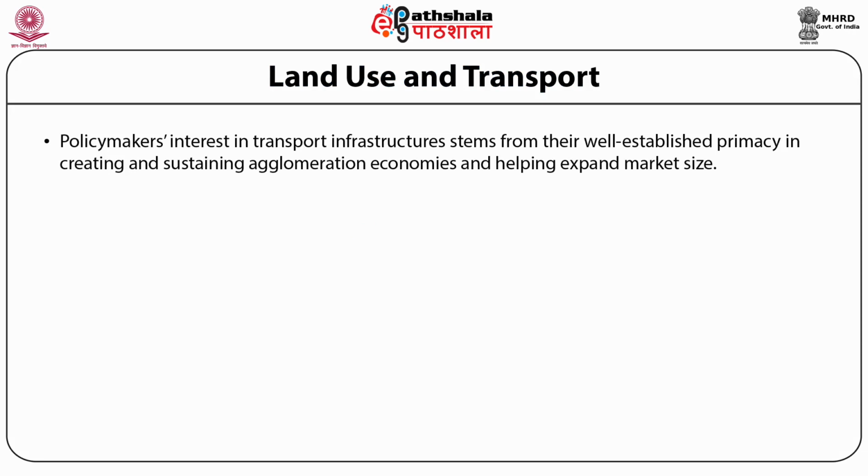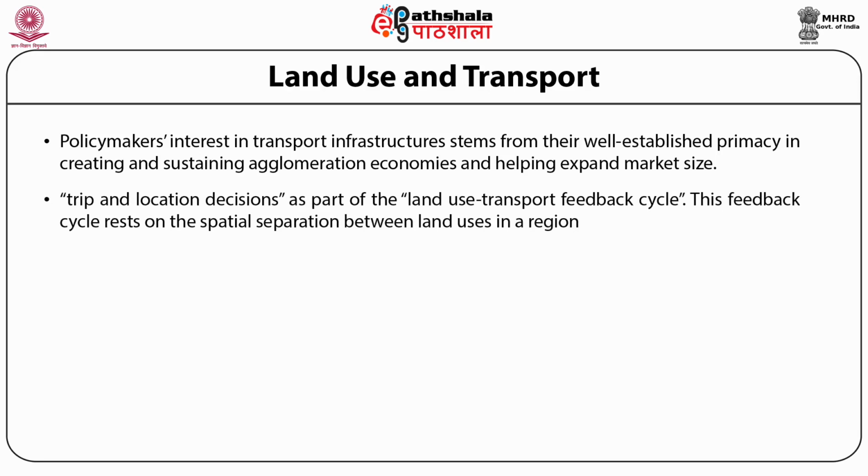Policymakers' interest in transport infrastructure stems from its well-established primacy in creating and sustaining agglomeration economies and helping expand market size. In this perspective, transportation is an input to all urban activities. I quote, "transport and land use have symbiotic relationships," unquote, Mohanty. The key implication of this acknowledgement is the co-determination of trip and location decisions as part of the land use transport feedback cycle. This feedback cycle rests on the spatial separation between land uses in a region.